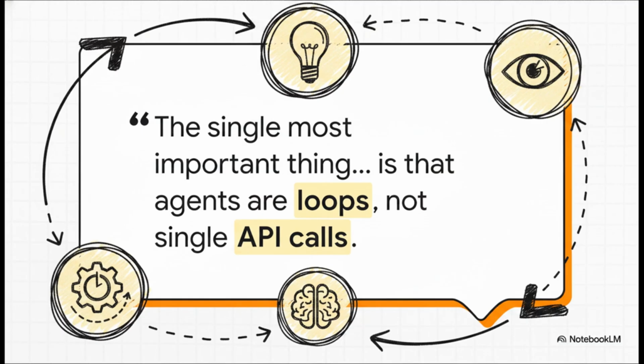The single most important thing to get your head around is that agents are loops. They're not single one-and-done API calls. An AI agent is in a constant cycle. It's thinking, then it's acting, then it's observing the result over and over. And that fact completely changes how you need to think about choosing a model.